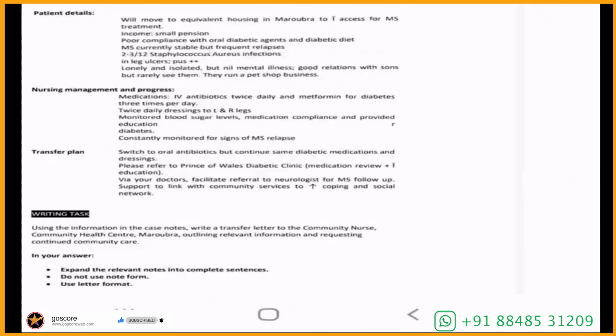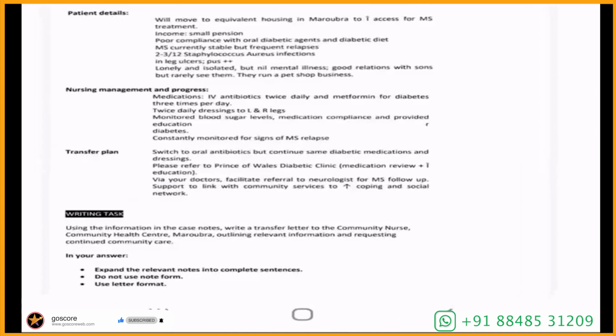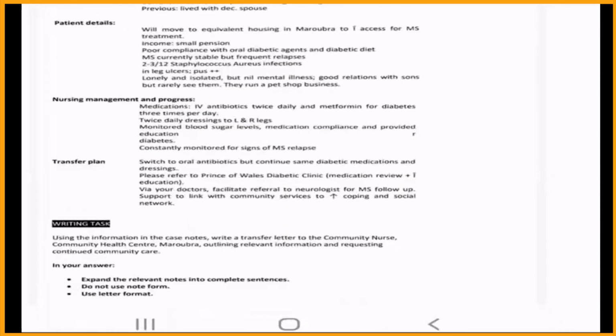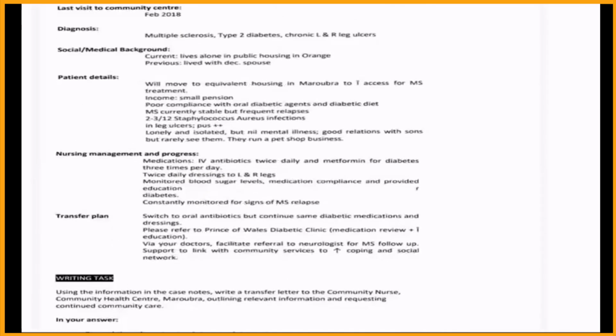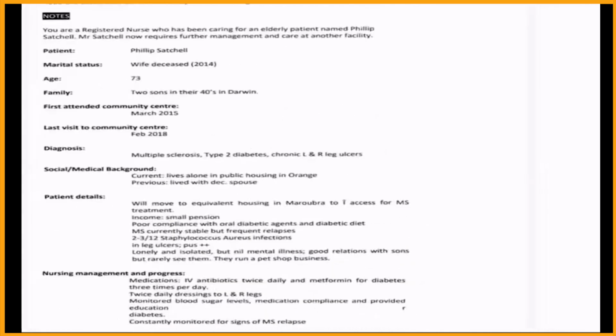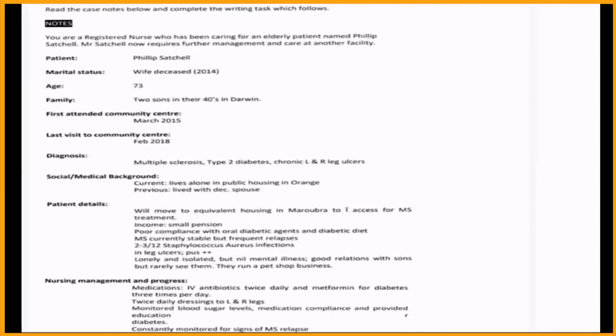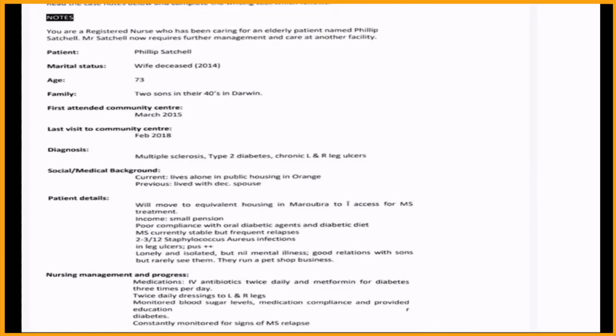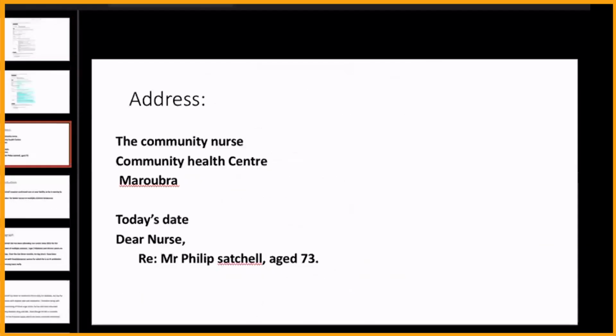So let's start with the address part. Can you tell me? The community nurse. Community health center, Marabara. And what about the date? You write today's date, isn't it? Then what is the salutation? Dear nurse. Dear nurse is good enough. Then what about the rest? Reference: Mr. Philip Satchel, aged 73. I shall show you the address part.